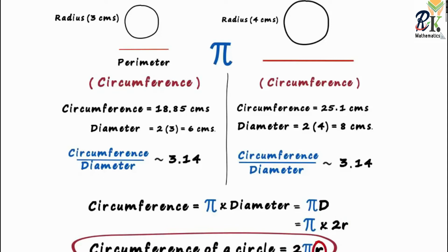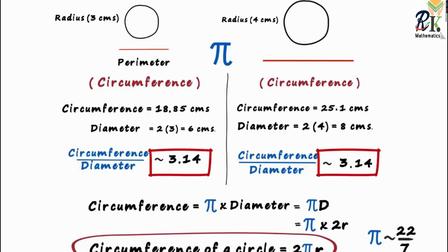of the circle. There is another important thing about the special constant pi. We get the same value if we divide 22 by 7. So the value of pi approximately equals 3.14 or 22 by 7.